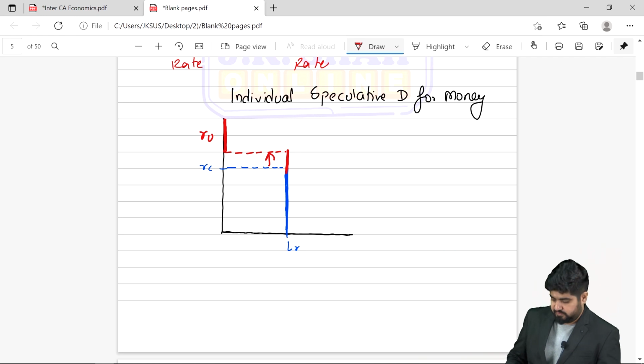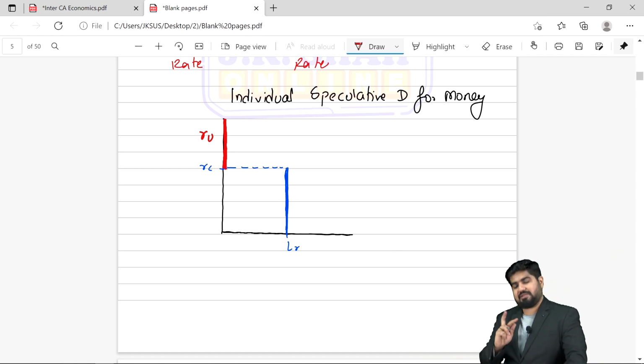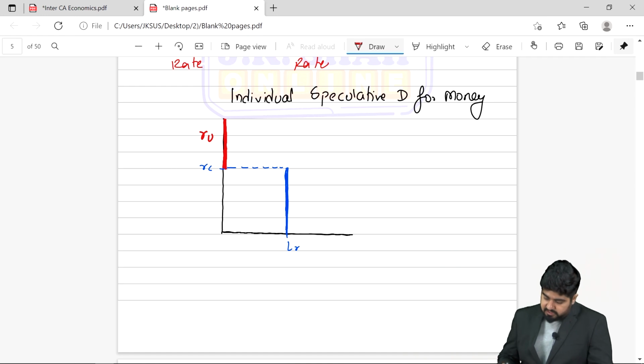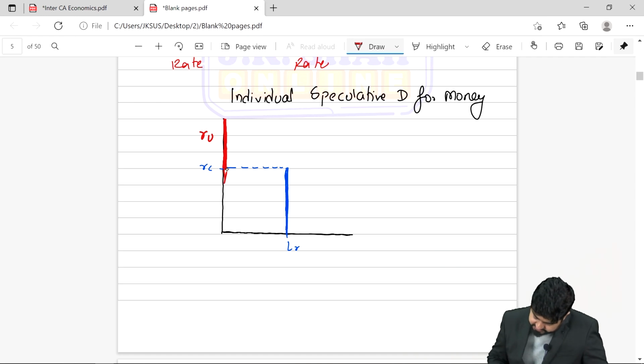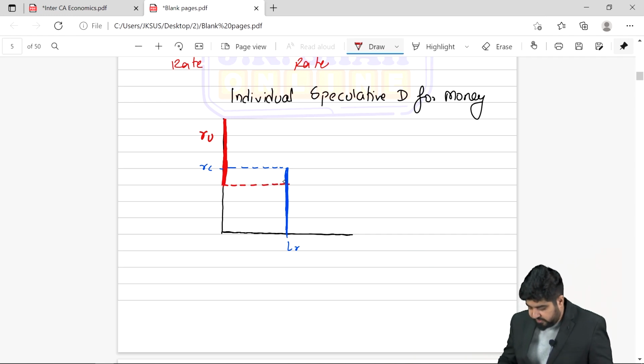Isn't it so? Similarly, let's say it is the same as the critical interest rate, both are 10% only, then liquidity preference remains the same. But if the current interest rate is more than the critical rate of interest, then the same liquidity preference will come down, and this will be our new liquidity preference. This blue part will vanish from here.